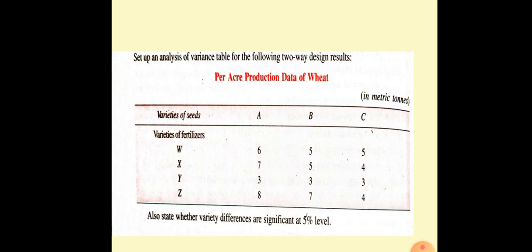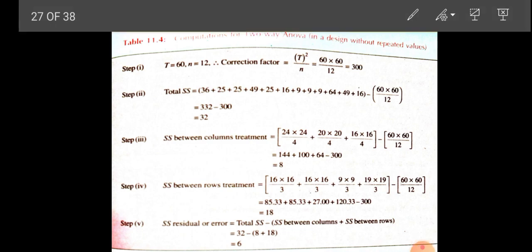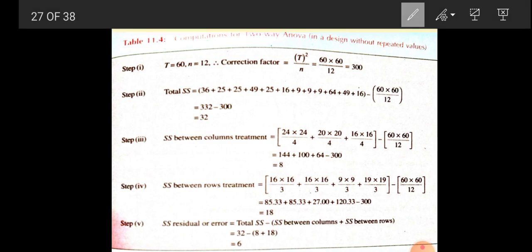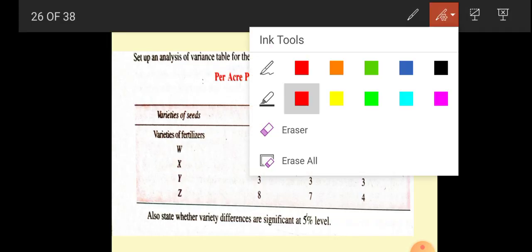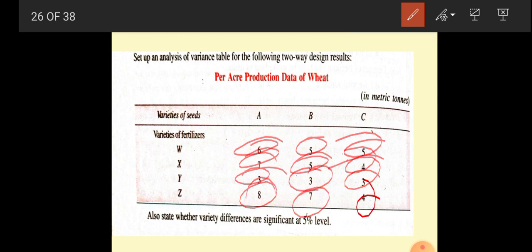So first we have to find out the correction factor. T is 60 here and N is 12 here. How is T 60? As I have discussed earlier, for finding T we have to do the sum of all items. If you add 6 plus 5 plus 5, 7 plus 5 plus 4, 3, 3, 3, 8, 7, 4, you will get T as 60.